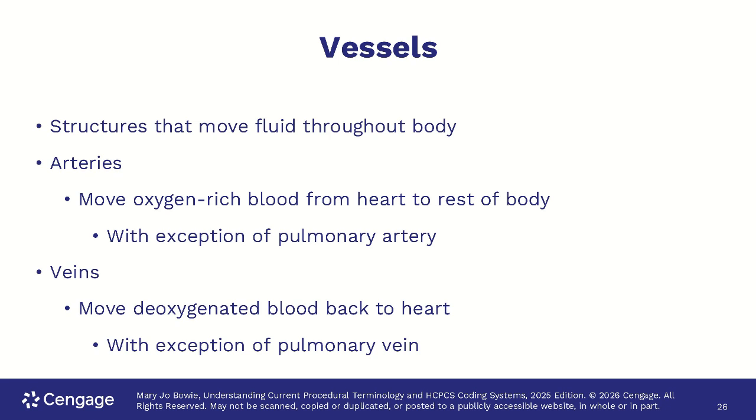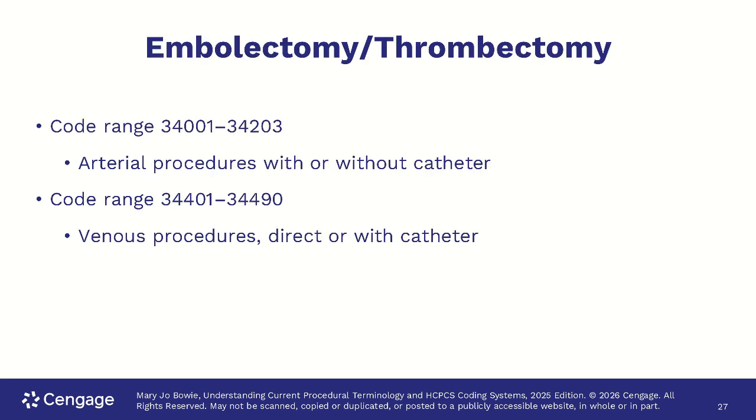And earlier, we talked about arteries and veins. Arteries move oxygen-rich blood from the heart to the rest of the body, except the pulmonary artery. And veins move the deoxygenated blood back to the heart, with the exception of the pulmonary vein. And arteries usually have one vein that accompanies them throughout the vascular system. And in the book, they have some really detailed pictures that show arterial circulation and venous circulation.